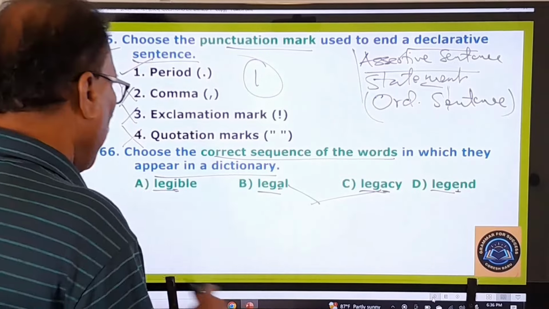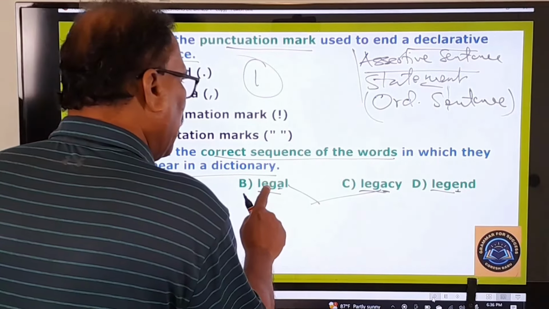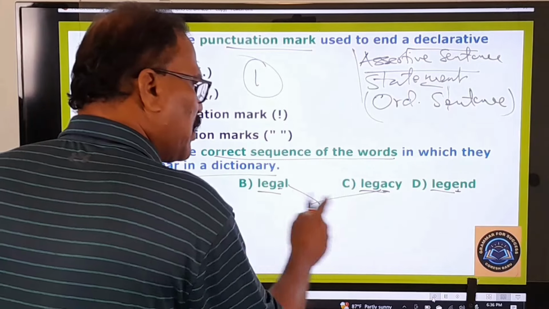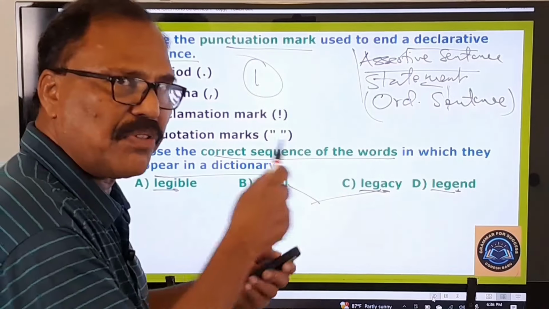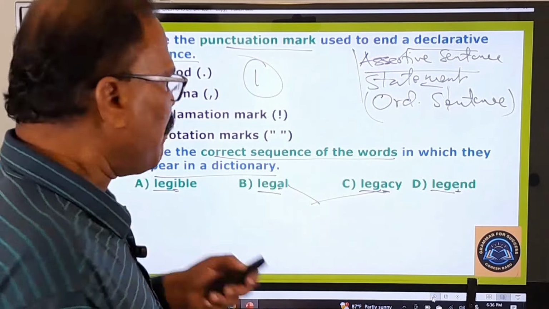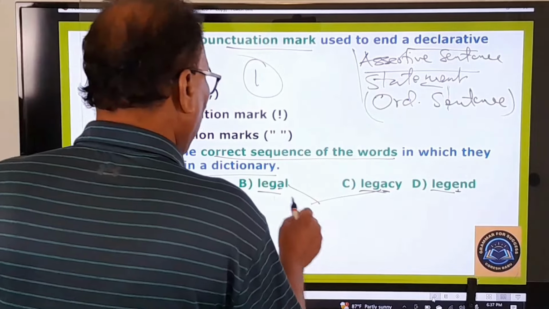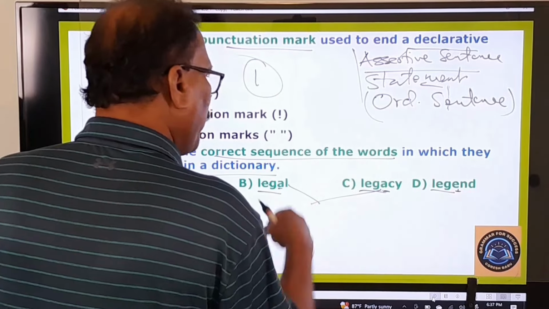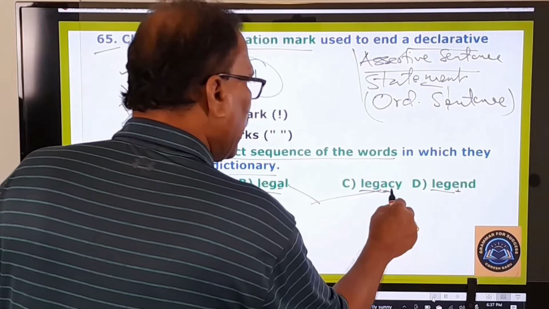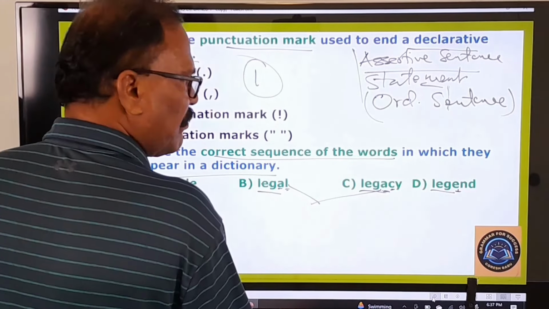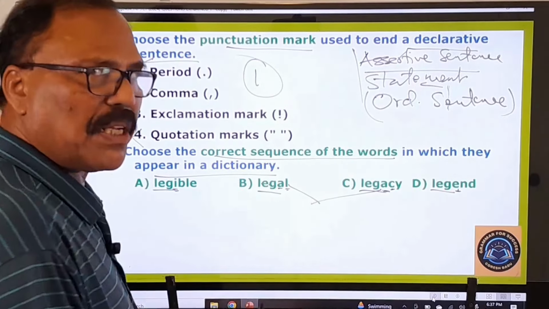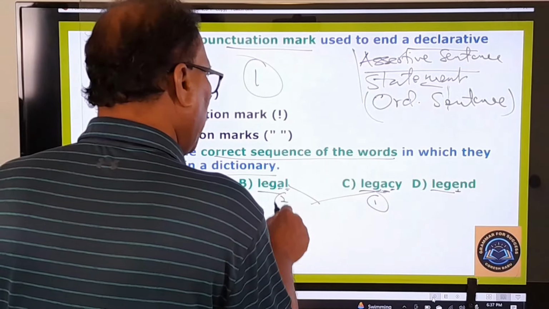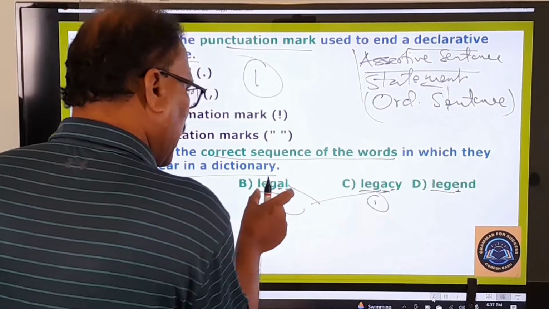The second point is that after leg in this word a is there, and in this word also a is there, so there is a tie between these two words. We have to decide which word comes first and which comes next. You pay attention: after leg, a is there, here also a is there. You go to the next letter. Here c is there, here l is there. C comes first and l comes later. Therefore, this is the first word, this is the second word.